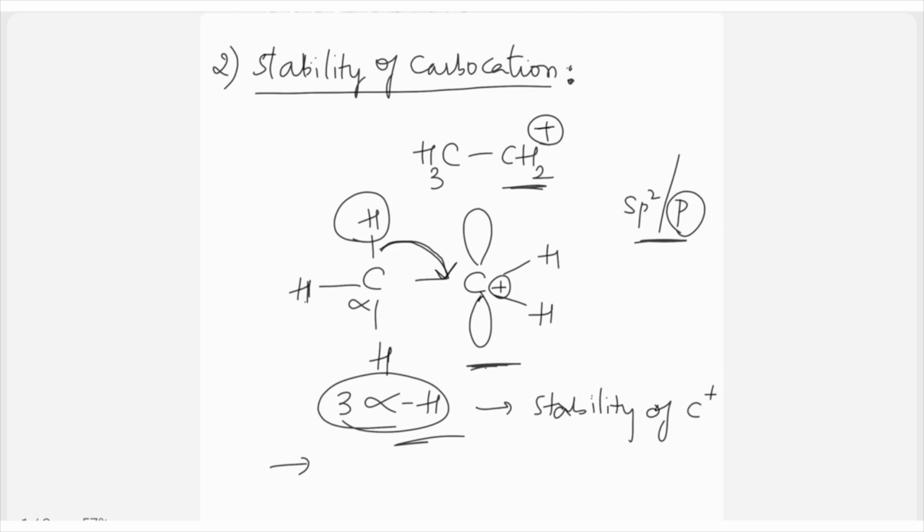This way, if we look at the order, methyl carbocation is less stable compared to primary carbocation, that is CH3 CH2 plus. Then comes the secondary, that is CH plus with 2 methyl groups, CH3 and CH3. Then comes the tertiary, that is carbocation with the 3 methyl groups. This is the increasing order of stability because of the increased hyperconjugation. This is the second application of hyperconjugation.